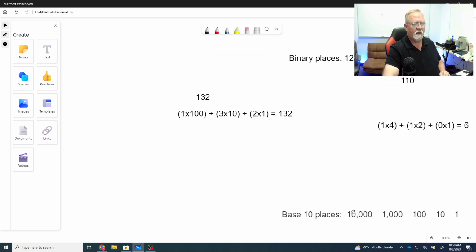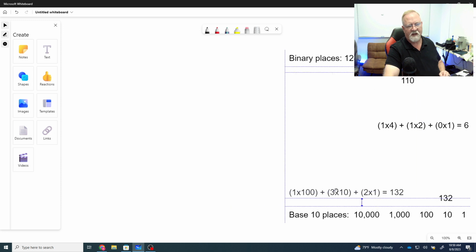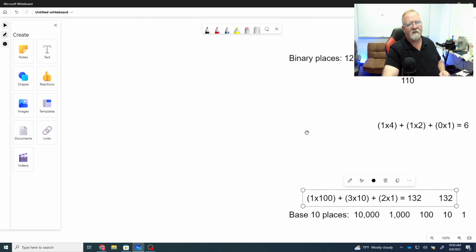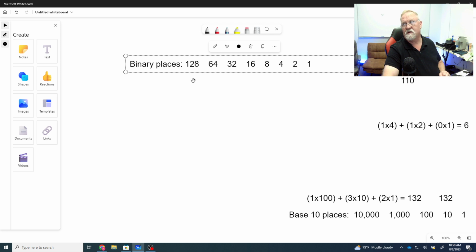Now let's go ahead and look at the binary system, which is exactly the same process, only you have fewer digits to work with. First of all, the places. These are the binary decimal places. 1, 2, 4, 8. This is like 1, 10, 100, 1,000. Only in binary, you only have 2 digits to work with. That is a problem. You have 0 and 1.